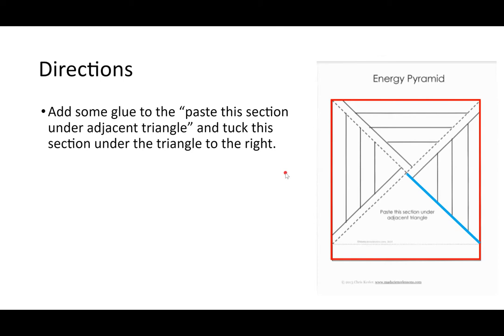So we're now ready to finally put our foldable together. We need to add some glue to the section that says paste this section under adjacent triangle. So you'll just put a little glue here, and you'll remember where you cut along that blue line. You are going to tuck that section of the triangle on top of where you put your glue. You basically just take this triangle right here and slide it over to the left where you put your glue, and that will create a triangle that sticks up out of your notebook.